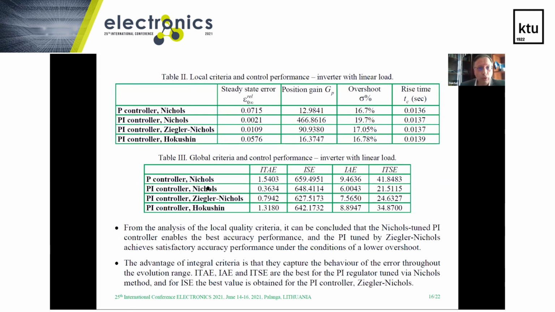So in table 2 and table 3, we computed all these local and global criteria: steady state error, overshoot, rise time, and in the second case, the integral errors. From the analysis of these criteria, it can be concluded that the Nichols tuned PI controller enables the best accuracy performance. And the Ziegler-Nichols PI controller achieves the accuracy performance under the condition of a lower overshoot. But the advantage of integral criteria is that they can capture the behavior of the error through the entire evolution range. And in this case, the PI regulator with Nichols tuning is the best choice.